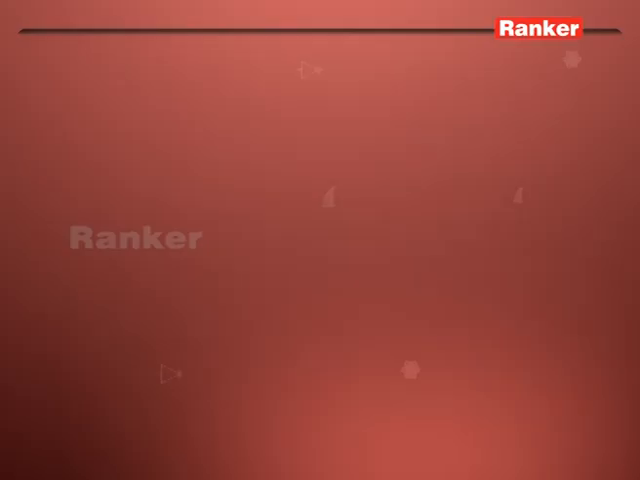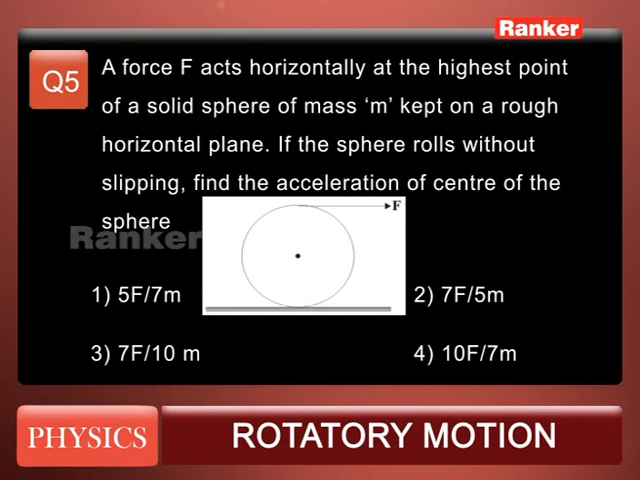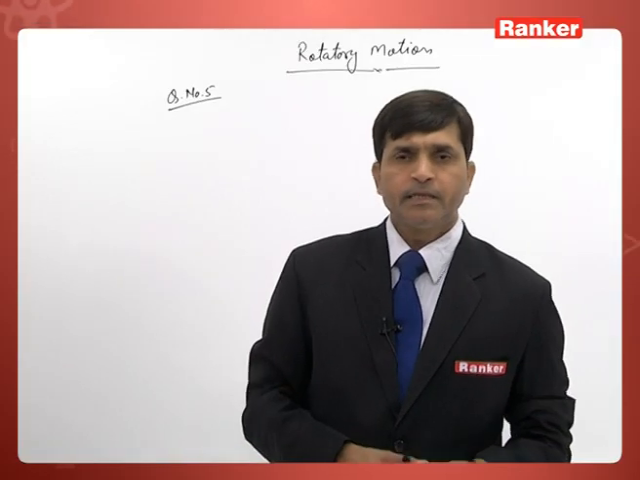Question number 5 is, a force F acts horizontally at the highest point of a solid sphere of mass m, kept on a rough horizontal plane. If the sphere rolls without slipping, find the acceleration of the center of the sphere. Option 1 is 5F by 7m, option 2 is 7F by 5m, option 3 is 7F by 10m, option 4 is 10F by 7m. Now see how to do.